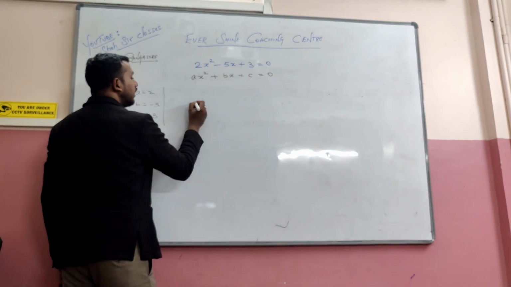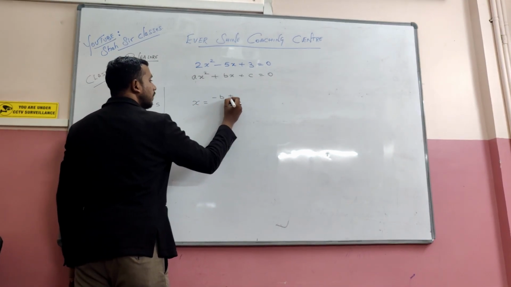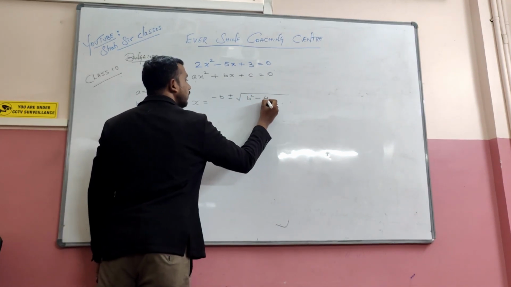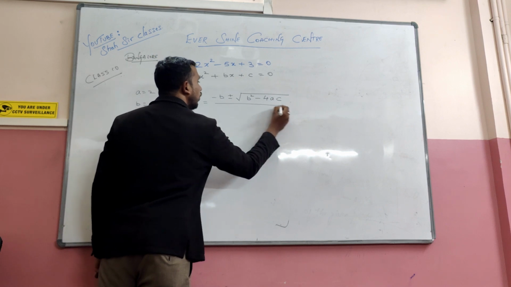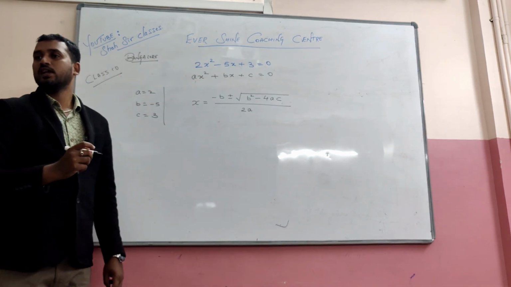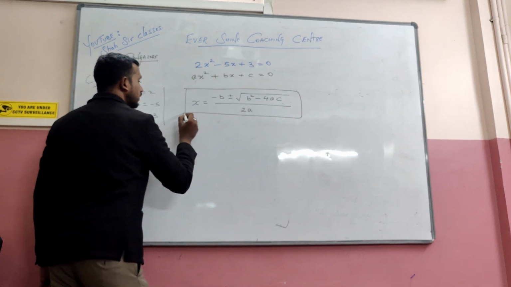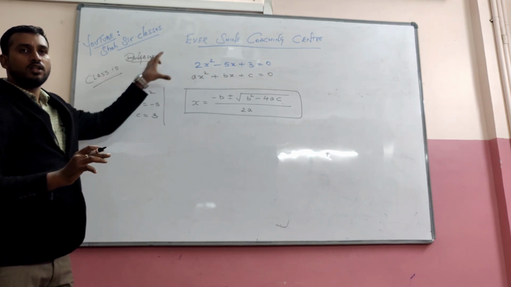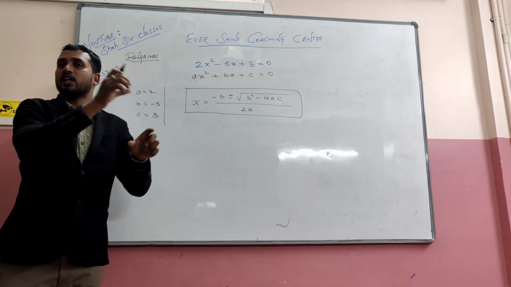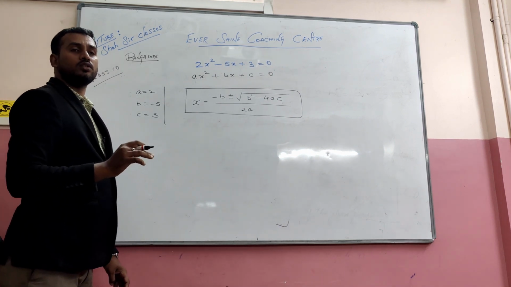Come to the point. Now what is the formula? x is equals to minus b plus or minus root of b square minus 4ac whole divided by 2a. Step number 1, check, write the data. Step number 2, write the formula. Step number 3, pick and drop. Pick and drop facility. Understood?